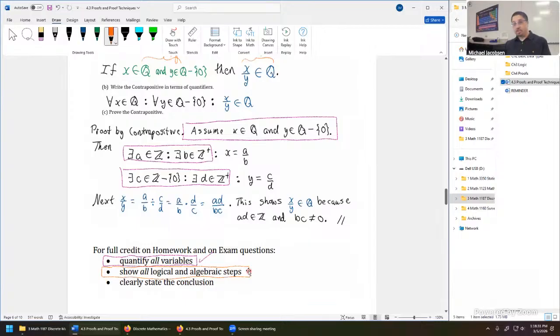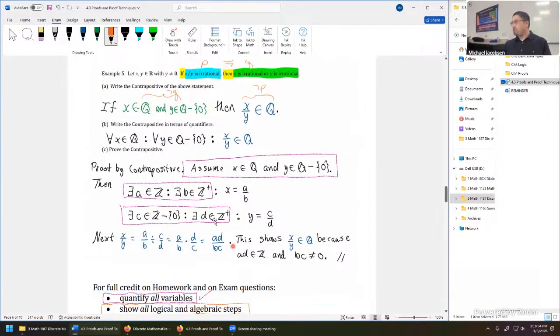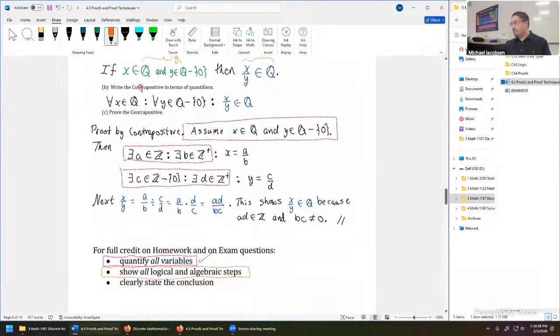Show all logical algebraic steps. By logical step, we meant write down the contrapositive, and we absolutely did that. Algebraic steps were pretty much right here. We were showing if and then. And so another logical step was ending the proof because we got to the conclusion, and then we were essentially done at that spot. I guess it kind of goes together with clearly stating the conclusion as well. For that bullet right there, we had to land right here to complete the entire proof.